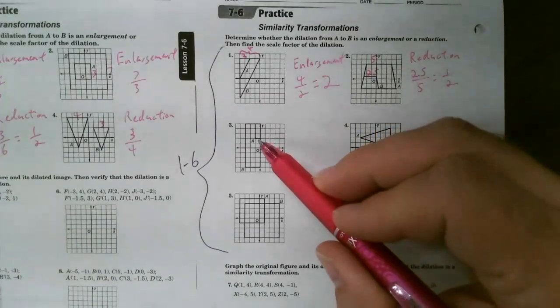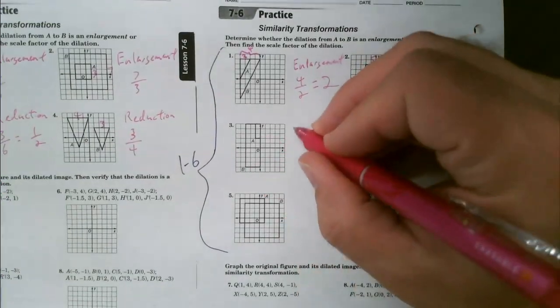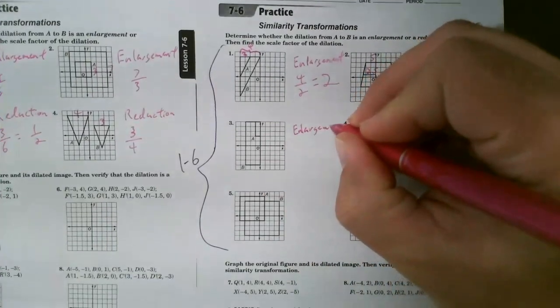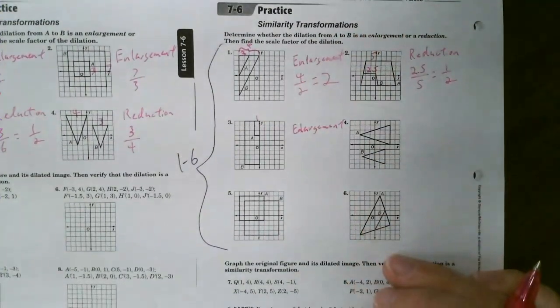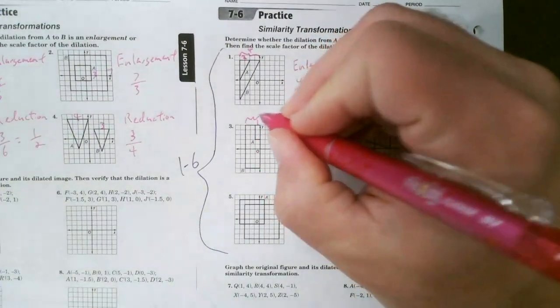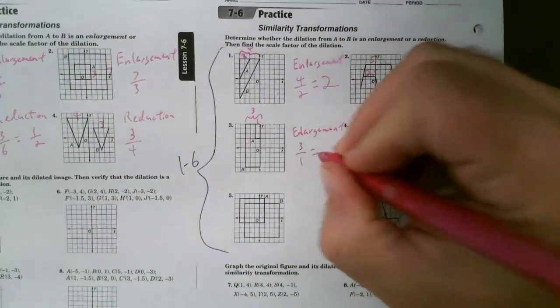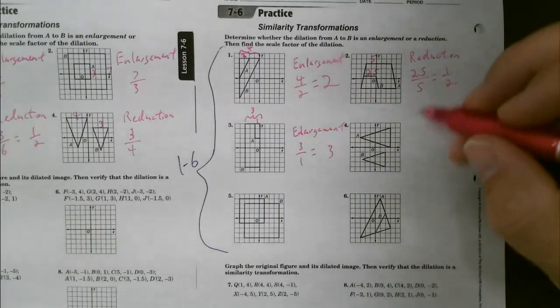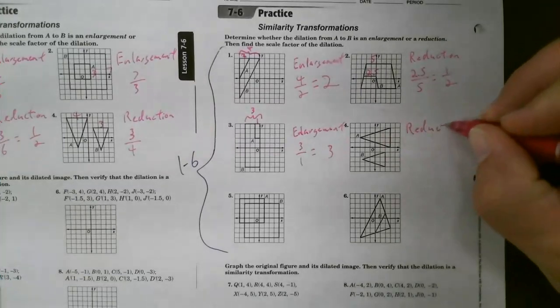Now, number 3. Again, going from A to B, it is getting larger. So again, enlargement. And then we have this length is 1. That length is 3. So again, 3 over 1 or just 3. For our next one, number 4, from A to B, it's getting smaller. So it is a reduction.